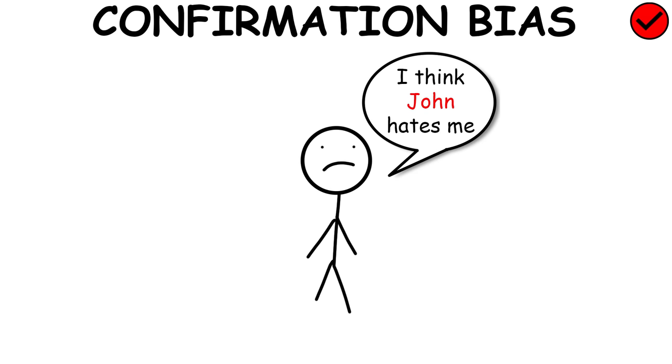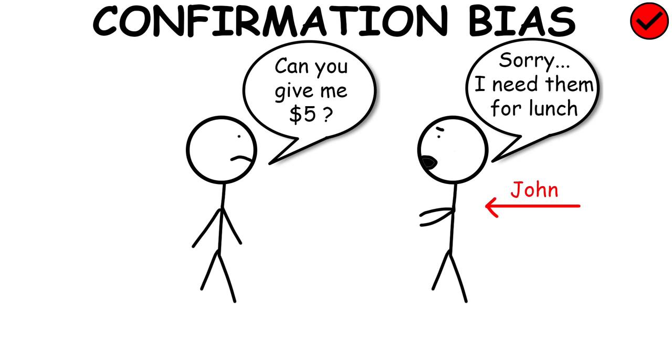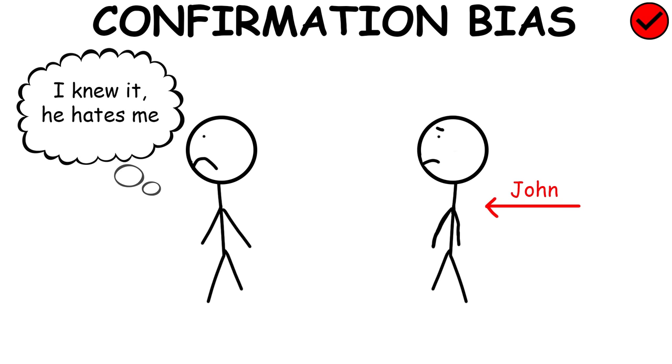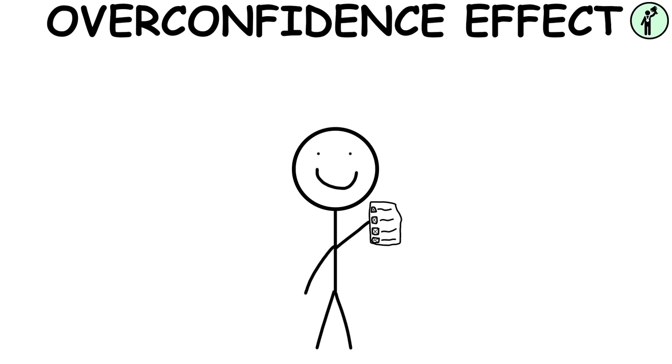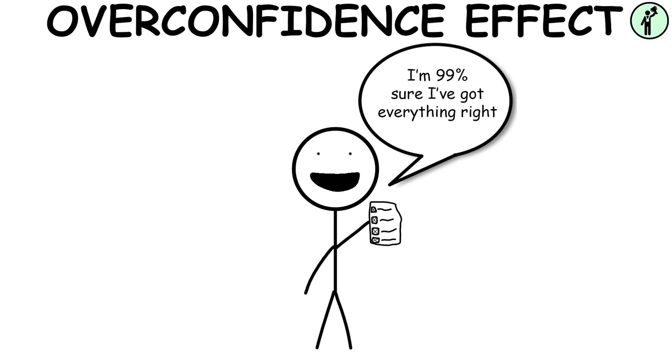Confirmation bias. Confirmation bias is the tendency to search for, interpret, focus on, and remember information in a way that confirms one's preconceptions. Overconfidence effect. The overconfidence effect is the tendency to have excessive confidence in one's own answers to questions.